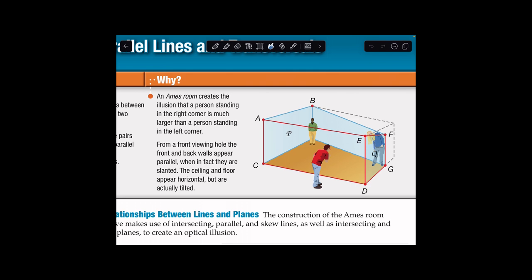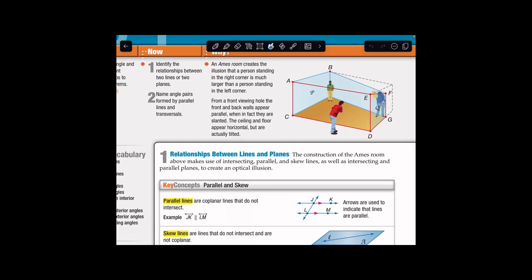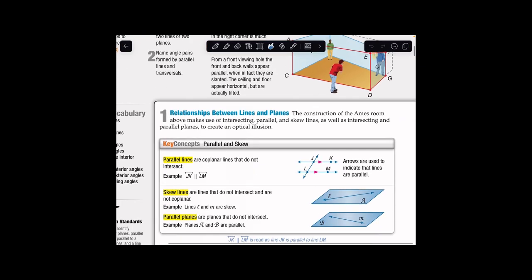Take a look at this. An Ames room creates the illusion that a person standing in the right corner is much larger than a person standing in the left corner. From a front viewing hole, the front and back walls appear parallel when in fact they are slanted. The ceiling and floor appear horizontal, but are actually tilted. So let's look at the relationship between lines and planes.